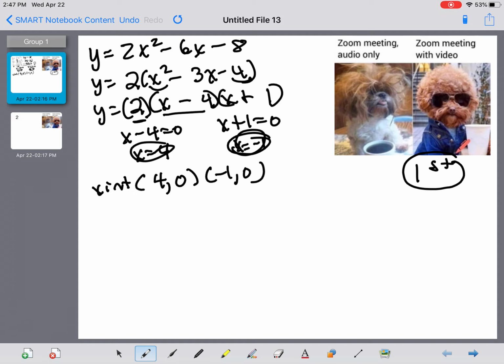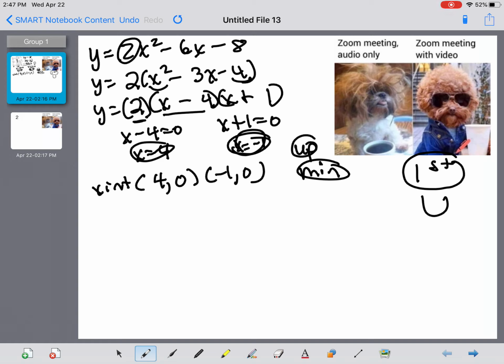And then, by the way, this one's going to open up, because when I have it in order, it opens up. And so I know that if the parabola is opening up, the vertex is going to be a minimum. I'm going to find my vertex in just a minute, but this is how you'll answer the questions.